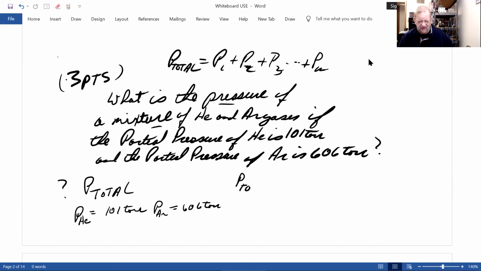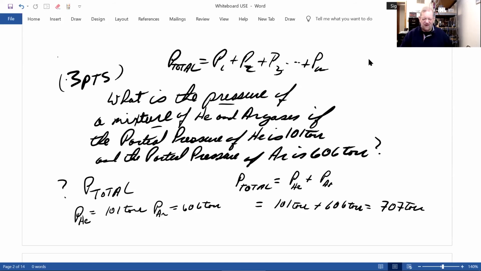Dalton's law of partial pressure. In this case, the total pressure, P total, is equal to the sum of the partial pressures of the gases. Partial pressure of helium plus the partial pressure of argon. And that's equal to 101 torr plus 606 torr. Keep an eye on me so I don't make a mistake. And that's 707 torr. And that's how you do Dalton's law of partial pressures.